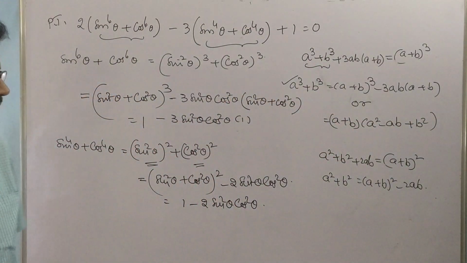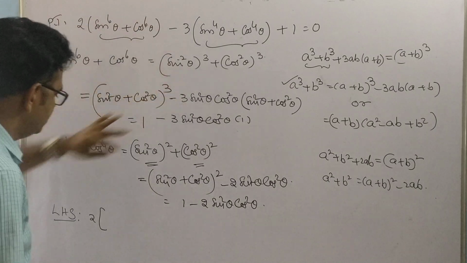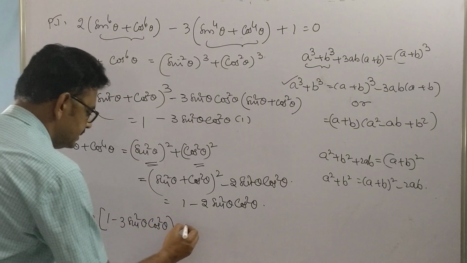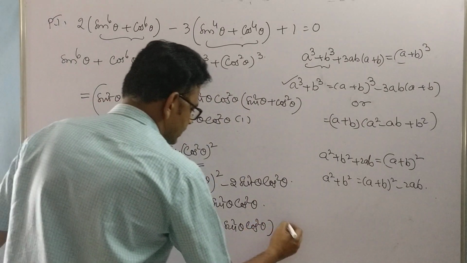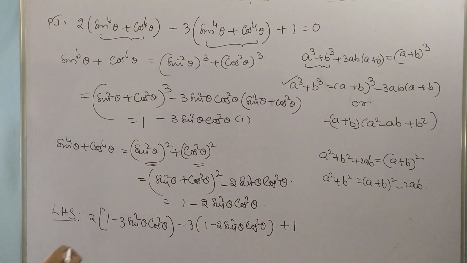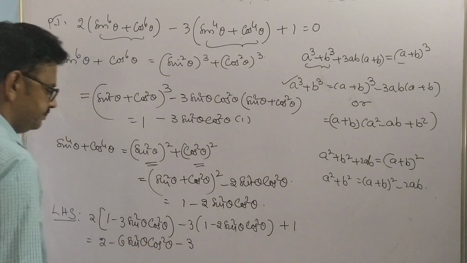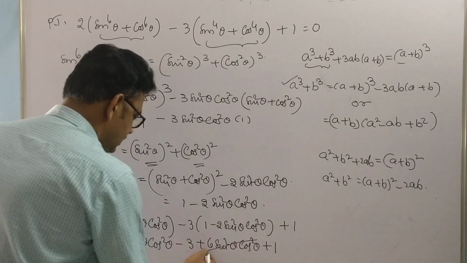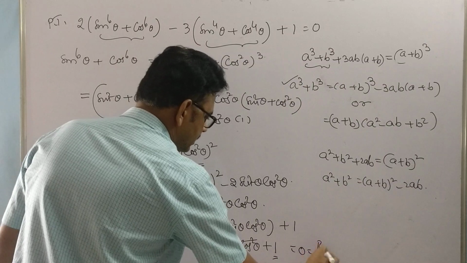Now I am taking LHS. What is LHS? 2 into (sine power 6 theta plus cos power 6 theta), whose value is 1 minus 3 sine square theta cos square theta, minus 3 into (1 minus 2 sine square theta cos square theta), plus 1. If you multiply, this is 2 minus 6 sine square theta cos square theta minus 3 plus 6 sine square theta cos square theta plus 1. So these two get cancelled. 2 plus 1 is 3, 3 minus 3 is 0. So this is equal to RHS.